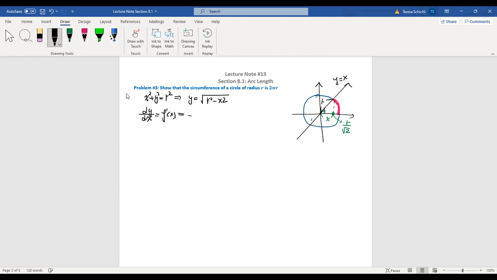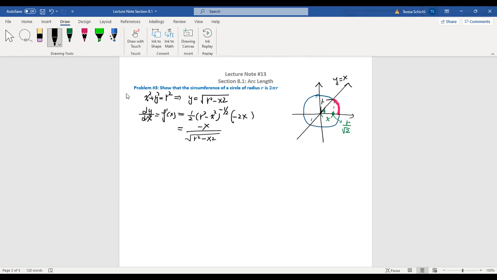So what is it here? It's 1/2, then r squared minus x squared to the negative 1/2. Then what? Then chain rule, right? So it's negative 2x. If you simplify a little bit, this will be negative x over the square root of r squared minus x squared.